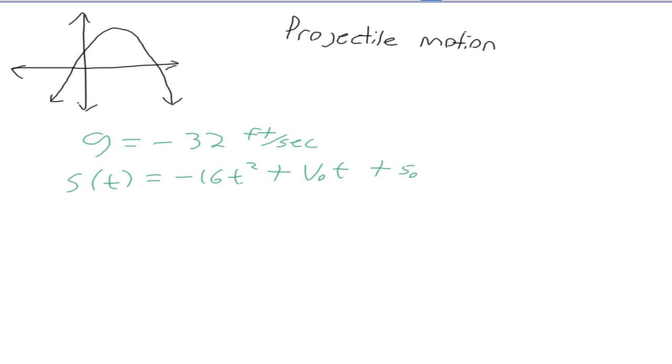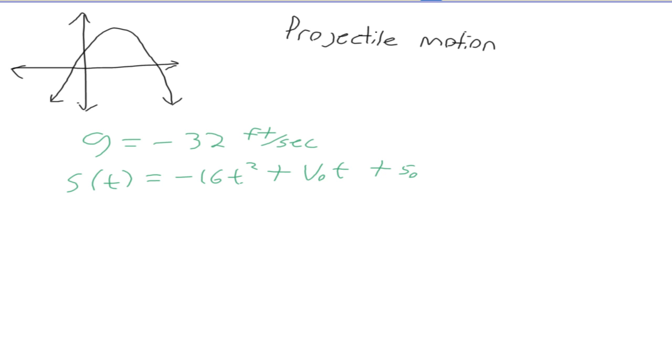The second term, the initial velocity v sub naught times t, is simply the initial velocity, whatever. If it was shot at 50 feet per second, it would be 50 times t, the variable, plus the initial height. If it was dropped from 100 feet, it would be plus 100. And we can use this to model the motion of any kind of projectile.